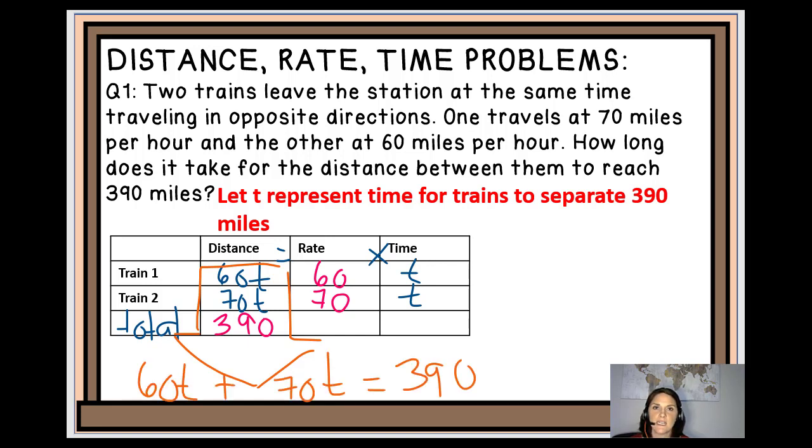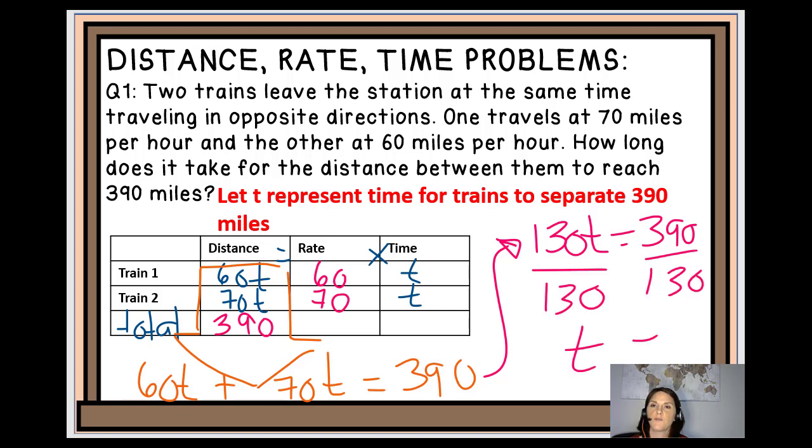Okay, so 60t plus 70t is 130t. So 130t is equal to 390. Next we're going to divide both sides by 130. So 390 divided by 130 is equal to 3. So therefore it will take 3 hours for the distance between the two trains to be 390 miles.